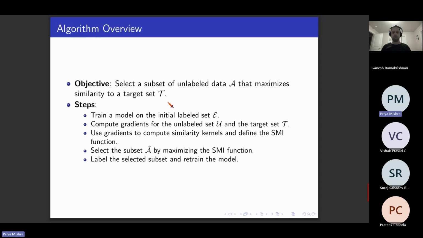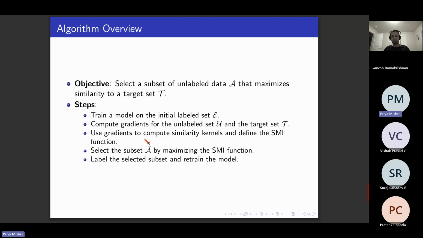Yeah, so this is the objective of our algorithm basically. The objective is that we want to select a subset of unlabeled data that maximizes the similarity to T using SMI. So what do we do? The steps are as follows. We will train the model on the initial ground set, which is represented as epsilon, and we will compute our gradients using the corresponding loss functions of U and T both, and then we will use these gradients to compute the similarity kernels.